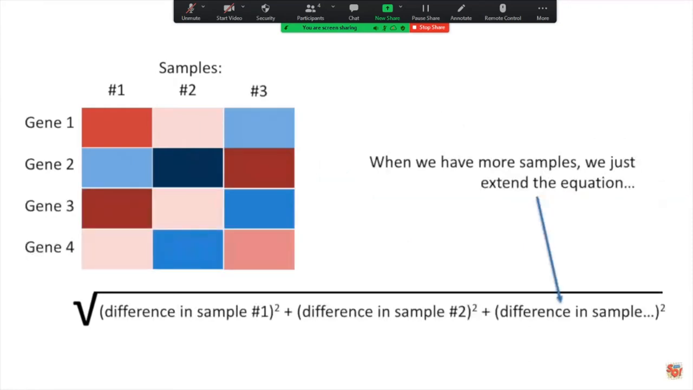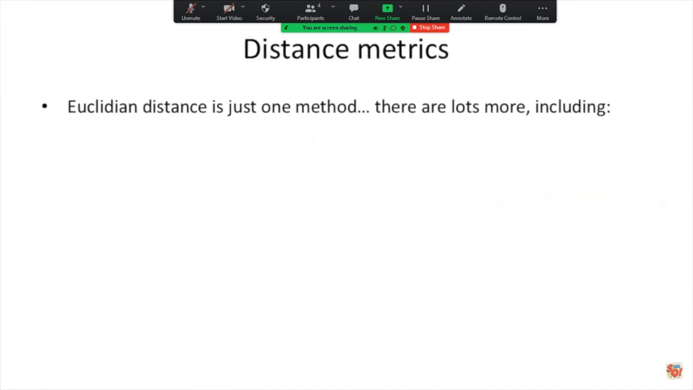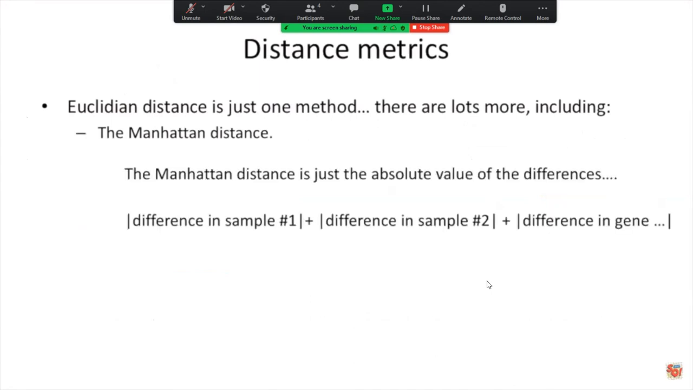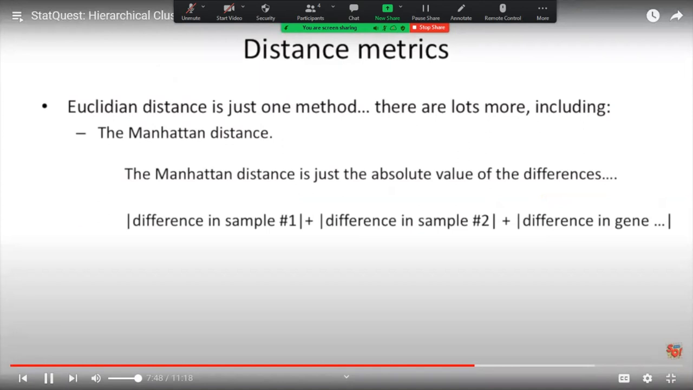When we have more samples, we just extend the equation. It's no big deal. The Euclidean distance is just one method. There are lots more, including the Manhattan distance. The Manhattan distance is just the absolute value of the differences.